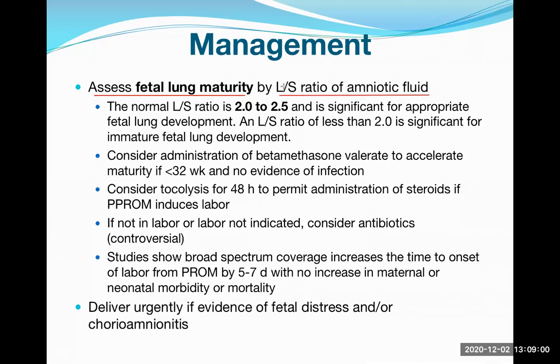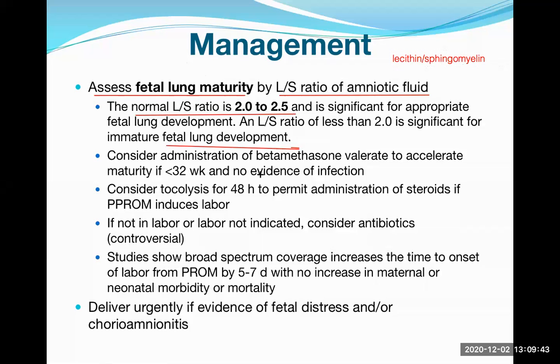So we need to analyze this lecithin sphingomyelin ratio from the amniotic fluid, and the normal L/S ratio is between 2 to 2.5. Okay, if it is less than that, that means the fetal lung has not matured. Now let me write that term for you. Probably students are confused. What is the meaning of this L and S? This is lecithin and sphingomyelin. So this is the ratio we are talking about right now.